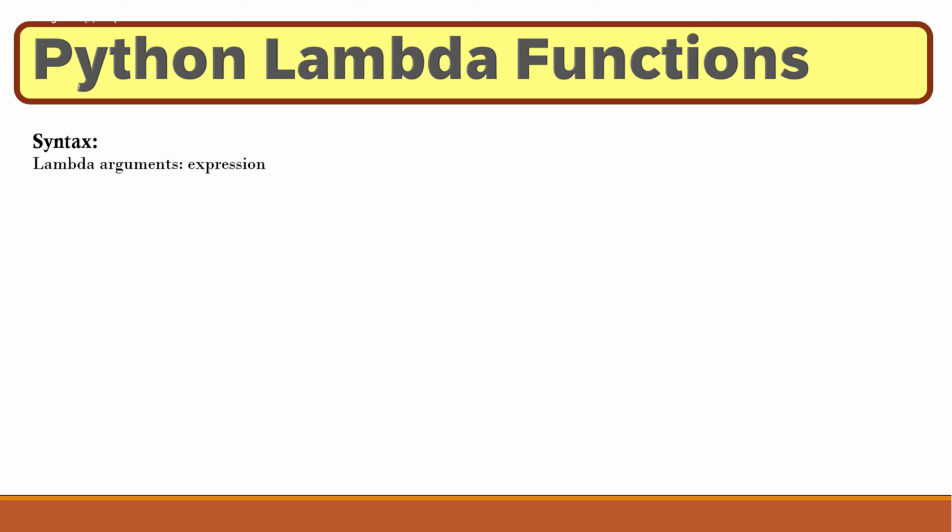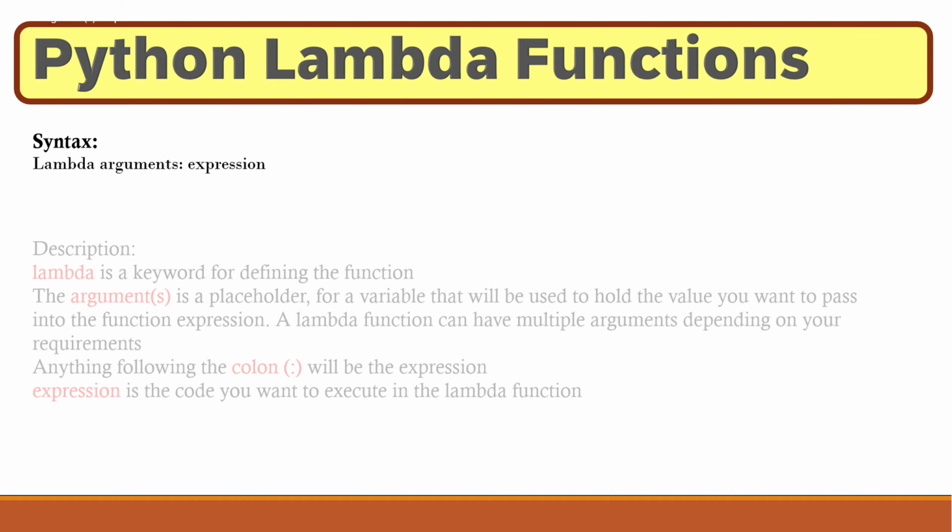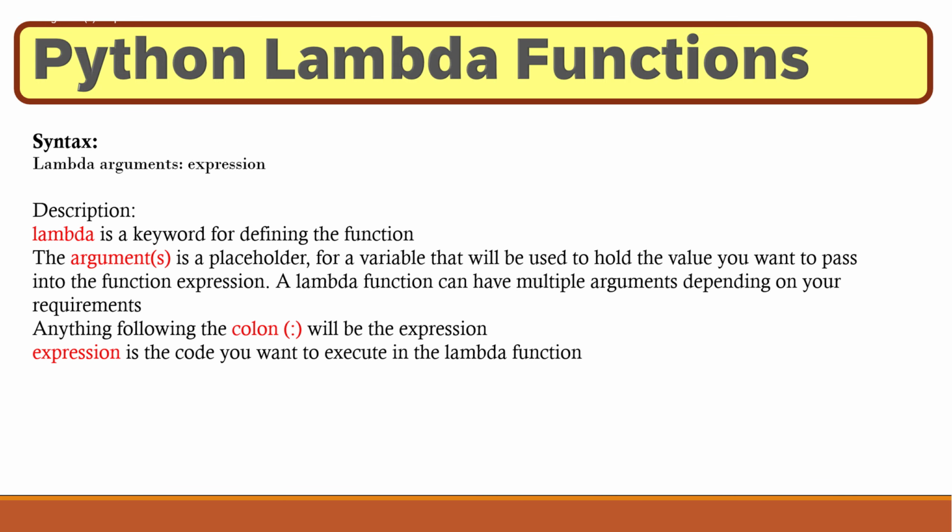And this is the syntax for a Lambda function. So Lambda itself is a keyword, which is saying what follows it is an anonymous function. So Lambda, and then it's followed by arguments with a colon, and then the expression. And we can see the description of the syntax. So Lambda is a keyword for defining the function. Then the argument or the arguments is a placeholder for a variable or variables that will be used to hold the value you want to pass into the function expression.